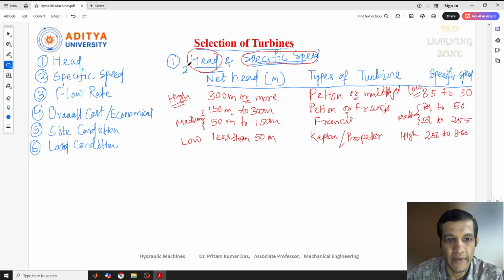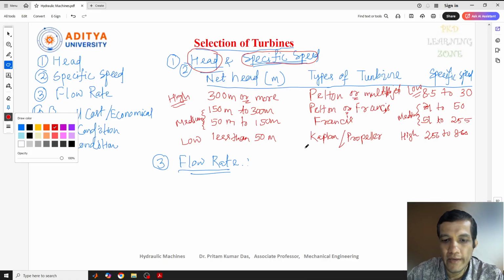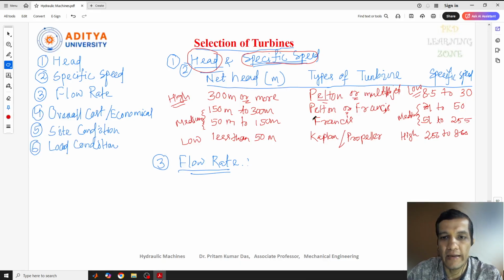So here 1 and 2 are completed, correct, and the next one we will discuss is the flow rate. The flow rate is also similar to this, like what is the high flow rate, low flow rate, this kind of variations are there. So for the flow rate, first you consider the impulse turbine, in the sense Pelton comes under this. So for the low flow rate, we can consider the impulse one.